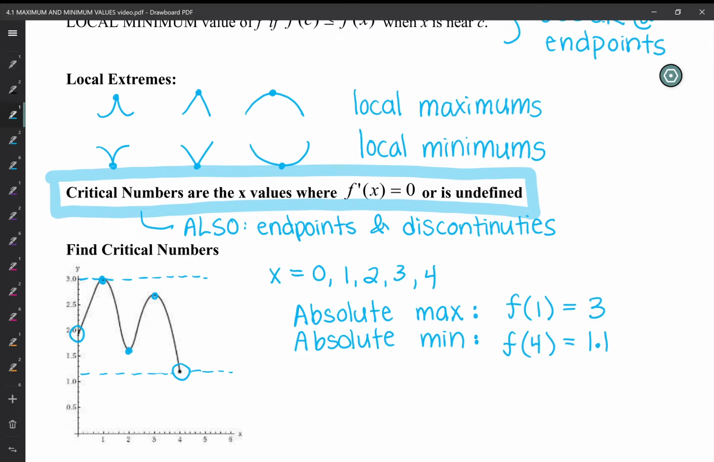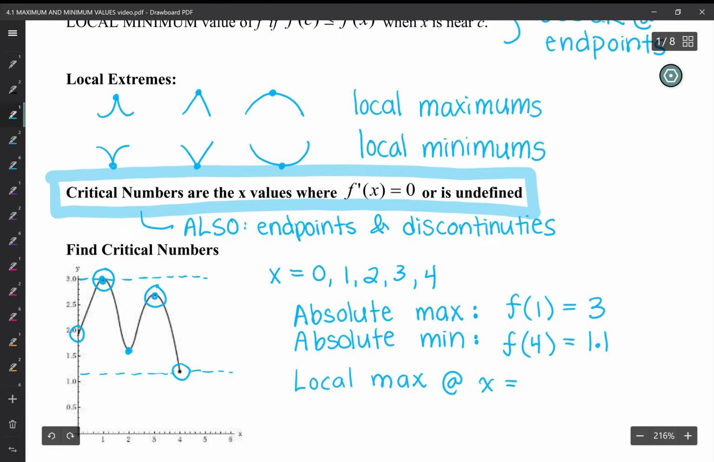Now that we've identified the absolute maximums and minimums, we're going to identify any local extrema. Let's start with the local maximums. This function has two local maximums, one here and one here. The first one occurs at x is equal to 1. The other occurs at x is equal to 3. So this point, at x is equal to 1, is both an absolute and local maximum.